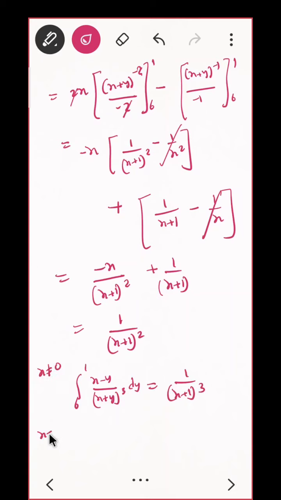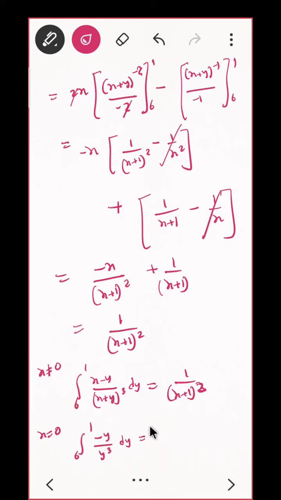Now if I take x equal to 0, then what? So if I take x equal to 0, then this will become minus y upon y cube. Can you see that? I am taking two cases, x not equal to 0 and x equal to 0. If x equal to 0, then this will be this. What is that?